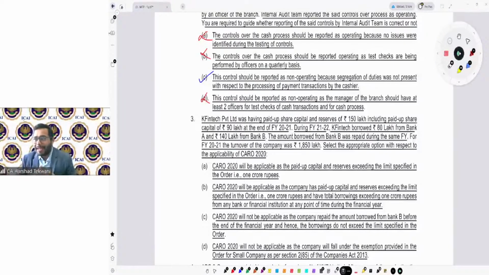Now, sometimes you can get clues from your answer also. Absolutely correct, Sumit. Very good.